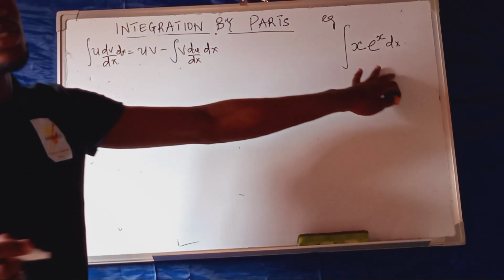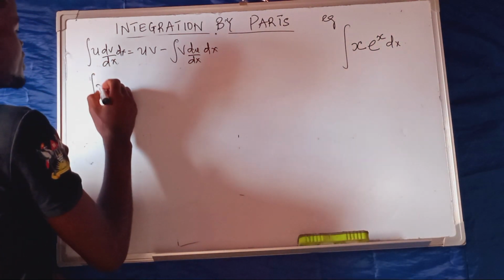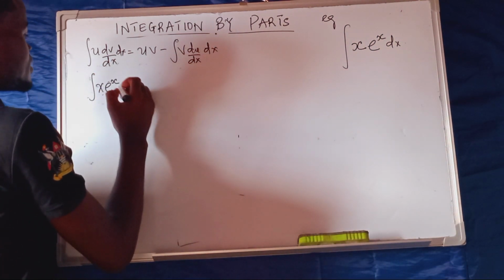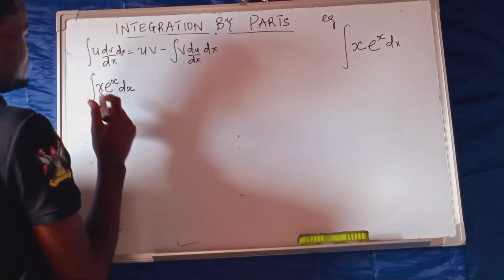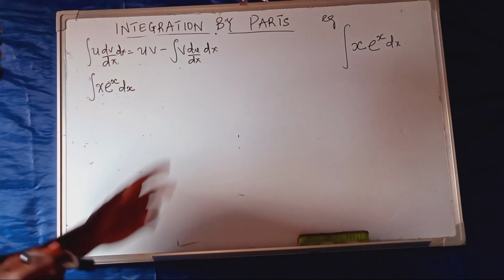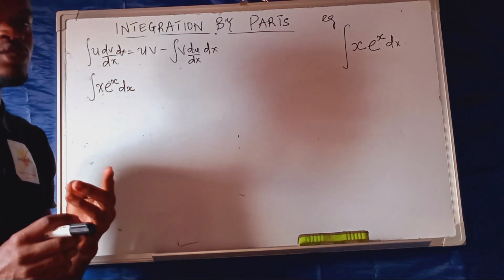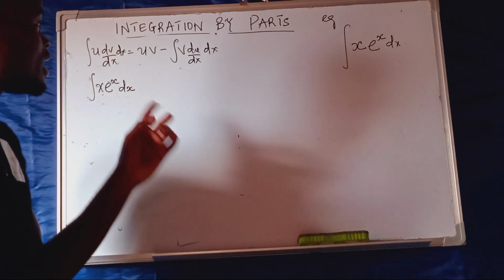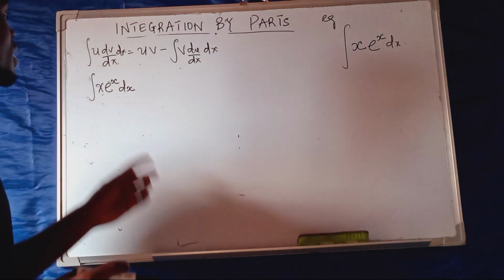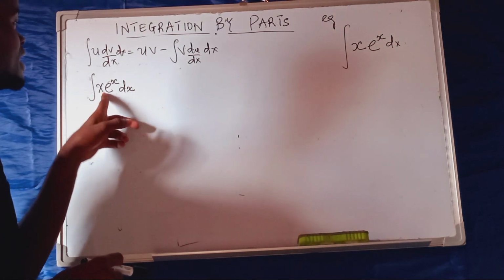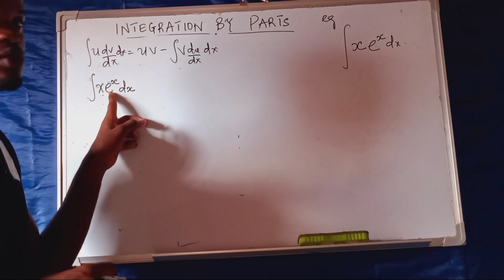So I'm going to use this one as an example. If I have the integral of x e^x dx, I'm going to try to relate this function with this. According to the two functions I have here, I have an exponential function, and this function is a polynomial of degree 1, which is x, which is a line. So we see that this function is easy to differentiate, and this one is easy to integrate.